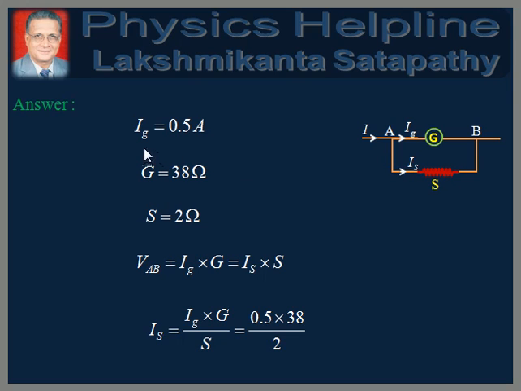Now the values given in the question: Ig is equal to 0.5 amperes, G, the galvanometer resistance, is equal to 38 ohms, the shunt resistance S is equal to 2 ohms. We are required to find the value of I, which is the range of the emitter, which is nothing but the sum of Ig and Is, out of which Ig is given to us but Is is not given to us. So we have to find the value of Is.